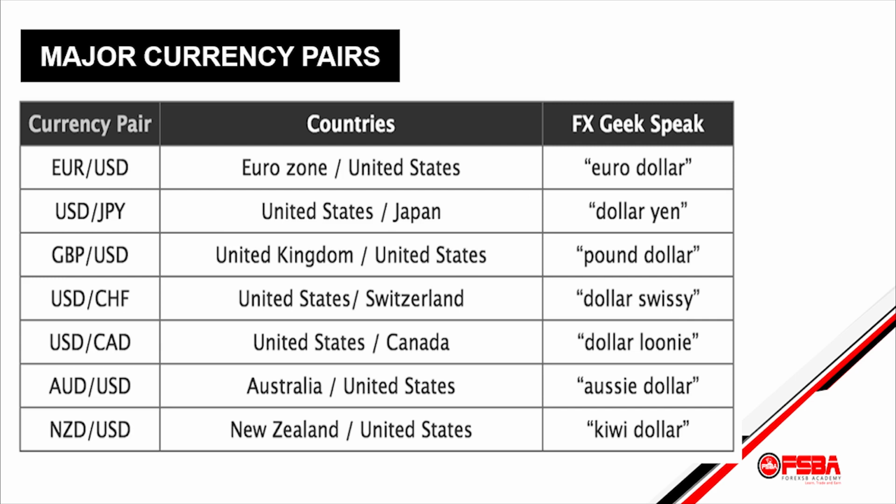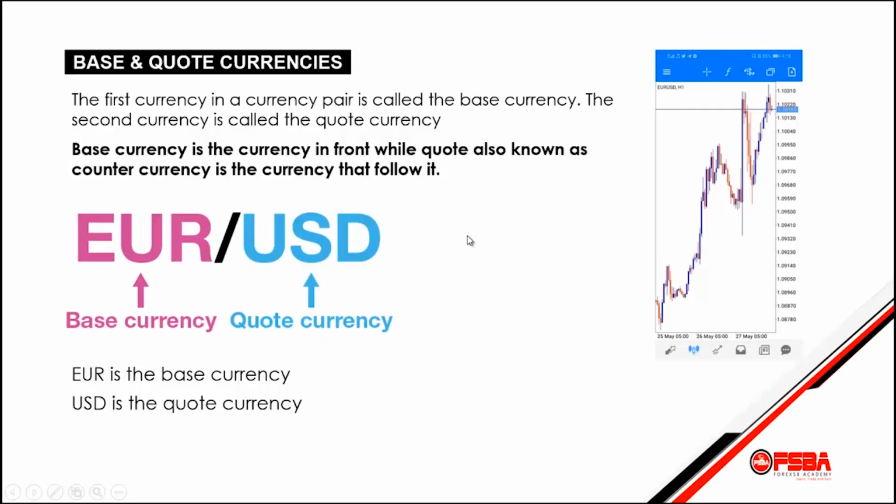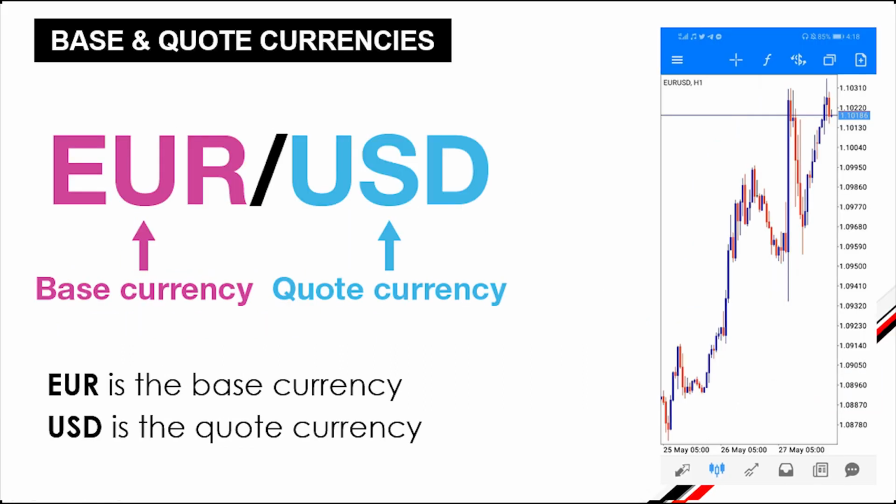Consequently, most market participants prefer major currencies. About 80% of all operations on the forex market are performed with the major currencies. Base and quote currency. The first currency in a currency pair is called the base currency, while the second currency is called the quote currency. Base currency is the currency in front, while quote currency, also known as counter currency, is the currency that follows.